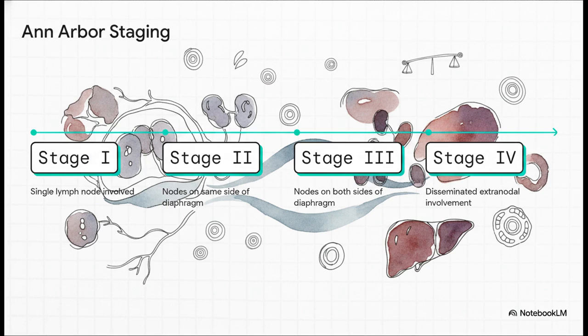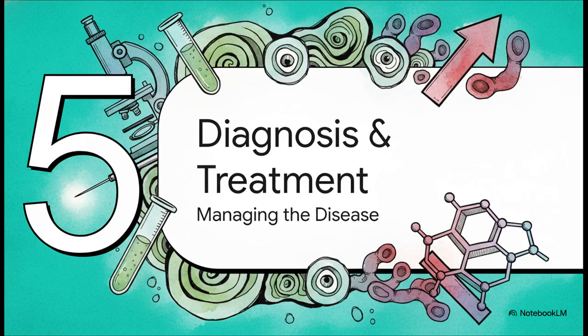As a quick modifier, we add A if the patient has no B symptoms, and B if those fever, night sweats, and weight loss symptoms are actually present. Section 5. Diagnosis and ABVD treatment, managing the disease.